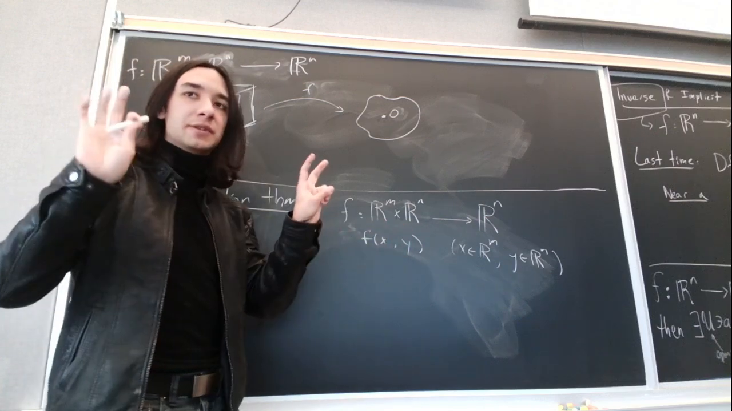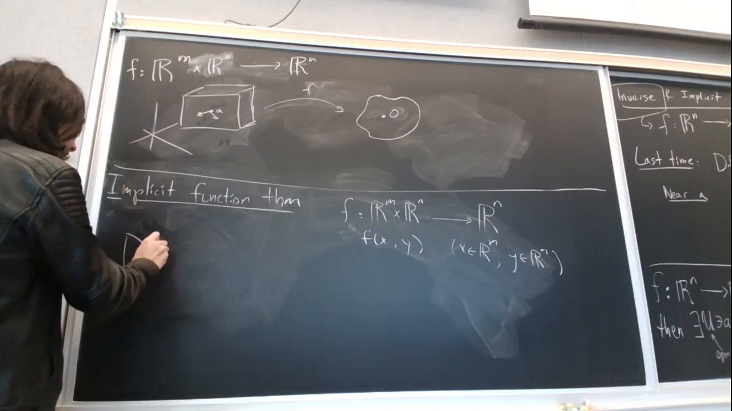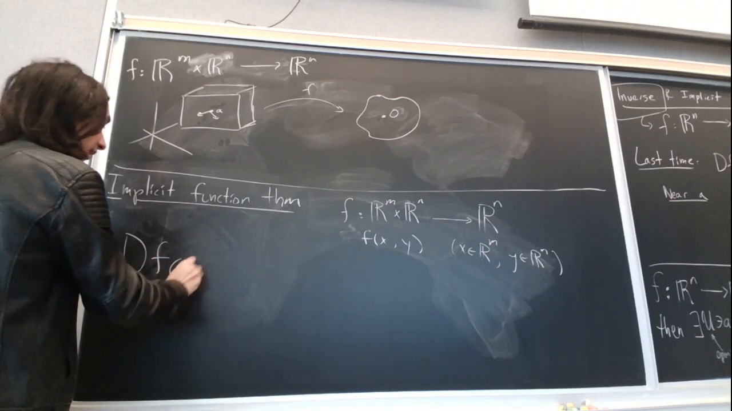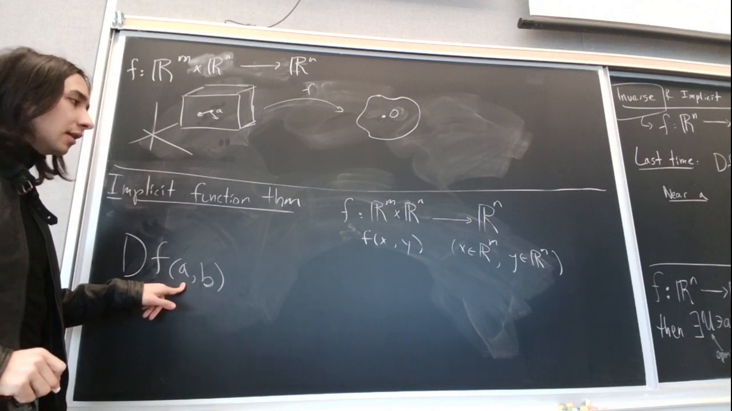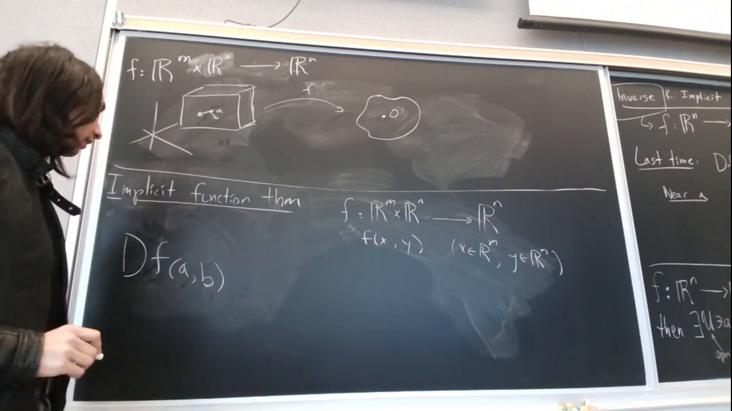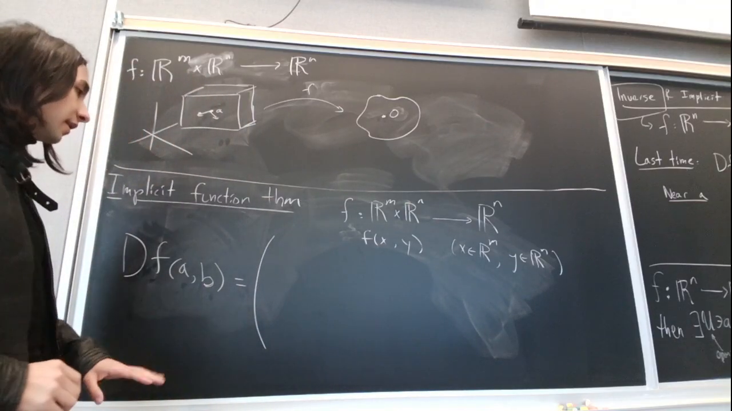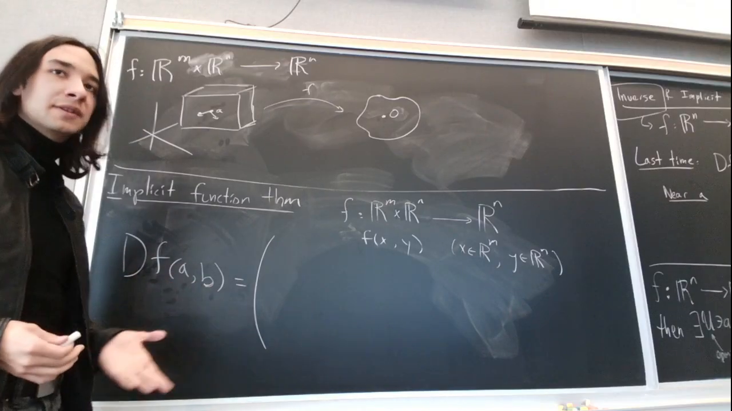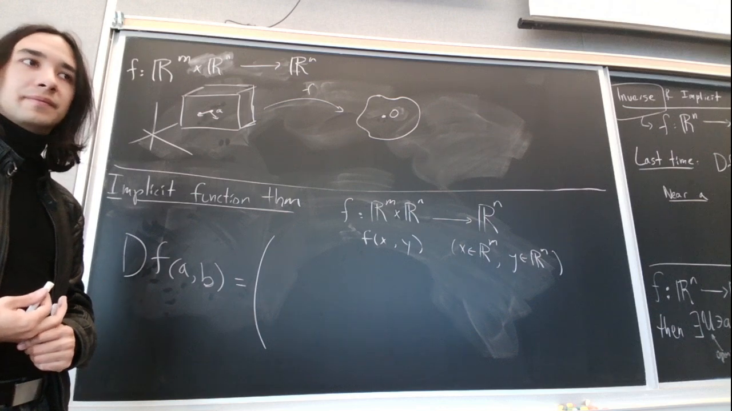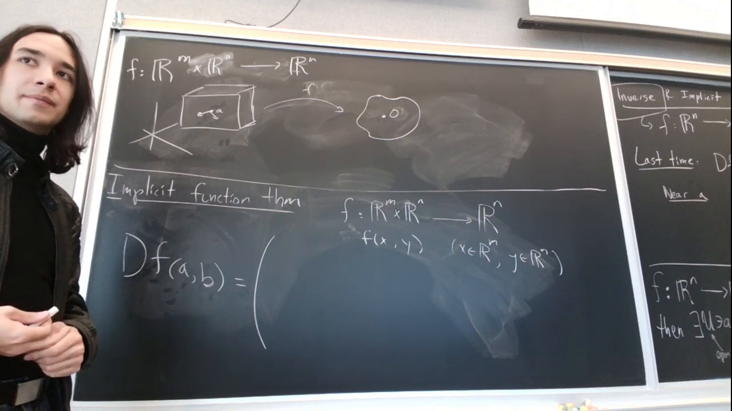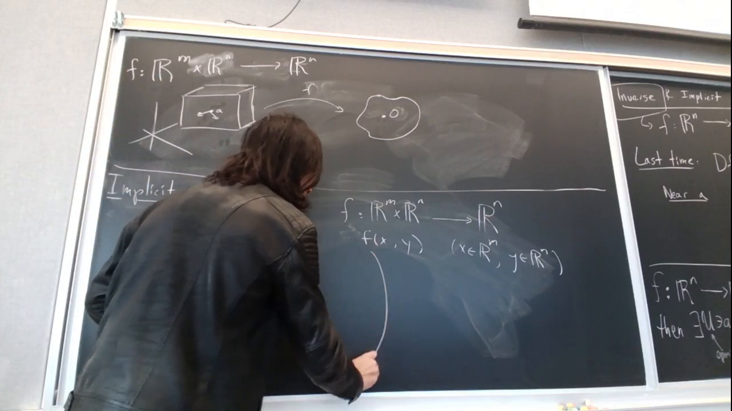So morally, this is like a function of two variables. And okay, let's look at what the derivative of this looks like. Df at (a, b). A point in the domain is now (a, b). Again, a is in Rm, b is in Rn. What is this matrix going to look like? Actually, this is a question for people. What is the derivative of this at some point? What are the dimensions of this matrix? Yes, exactly. So there's m plus n columns and n rows.